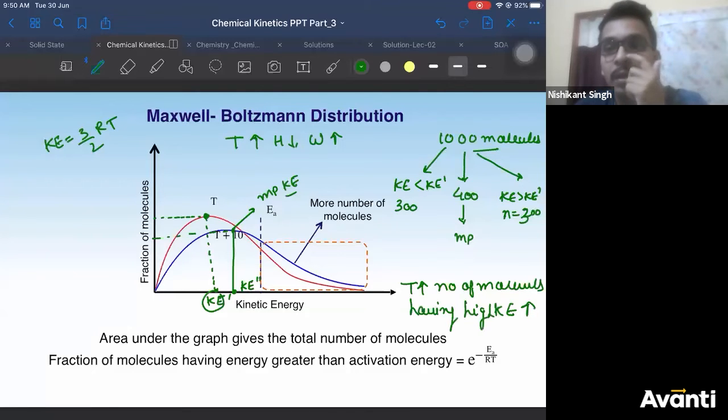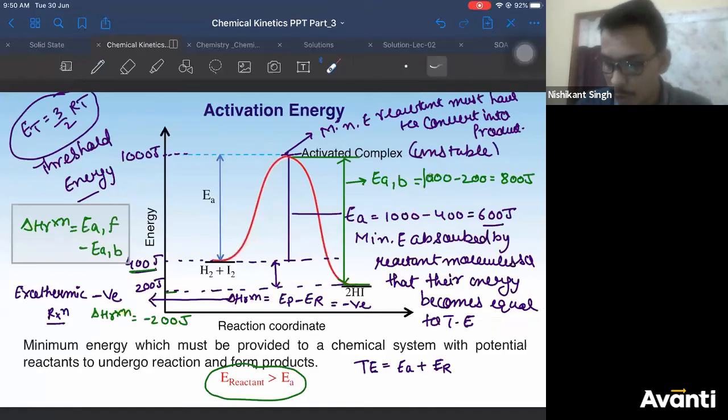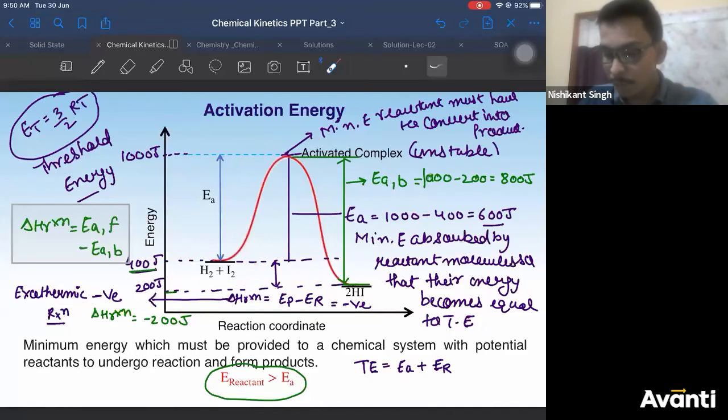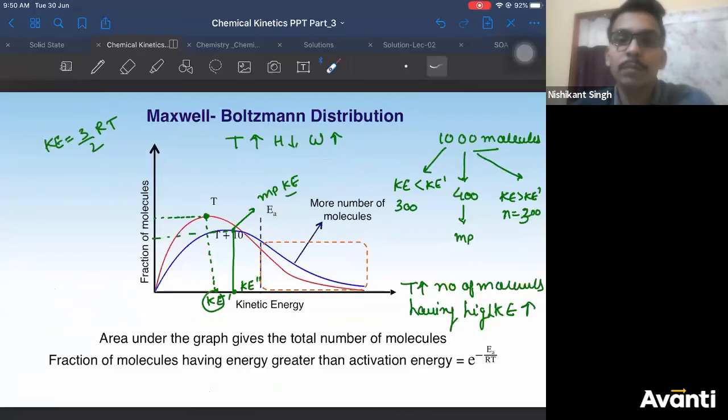increases, right? Now, the more number of molecules have high energy, that means more number of molecules can cross this barrier. As you increase the temperature, number of molecules having high energy increases. Now, more number of molecules will be able to cross this barrier because more number of molecules have high energy now. If more number of molecules can cross this barrier, that means your rate of reaction will increase, right?